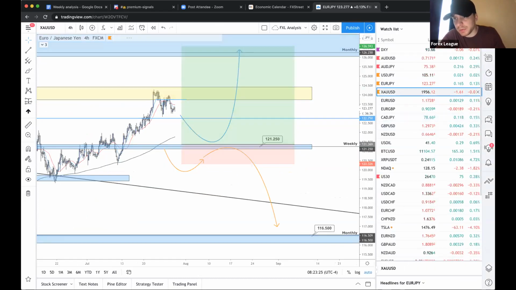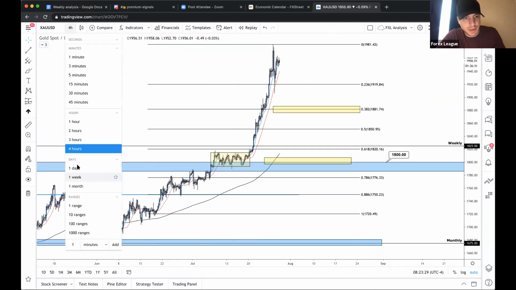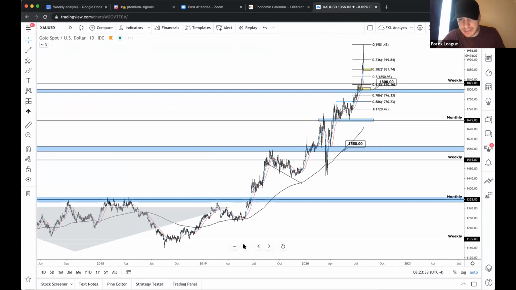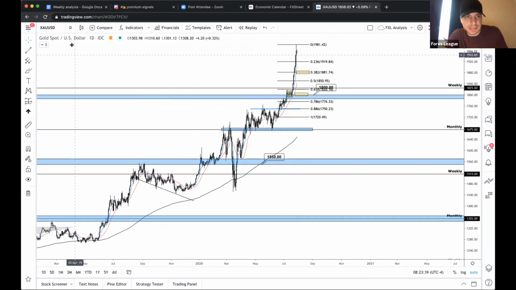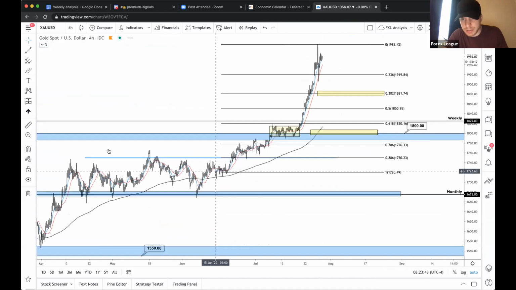Let's move on to gold for a second. I always like covering gold. This thing is just insane. Let's go to the daily, see if anything's changed. And it hasn't. We're just bullish as hell, more bullish than ever. And there's really no sign of bears yet, at least on this time frame. So let's go to the 4-hour, zone in on current price action.